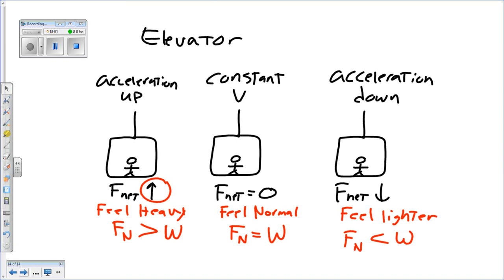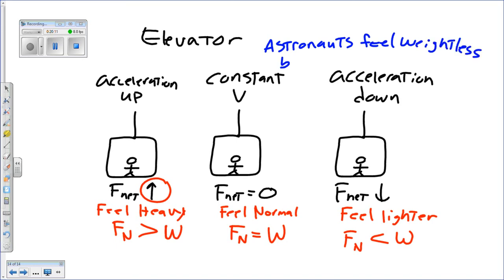In all 3 situations, the weight is the same. If you have a weight of 750 newtons, it will always be 750 newtons. It doesn't matter if you're going up, down, or constant velocity. It's the elevator's force acting on you, that normal force that adjusts based on the acceleration.